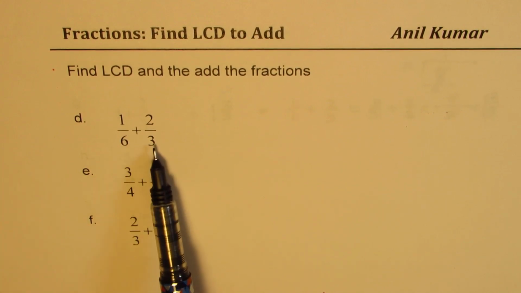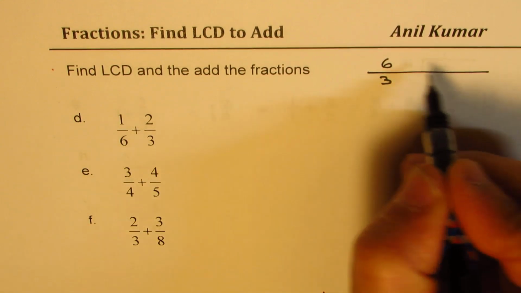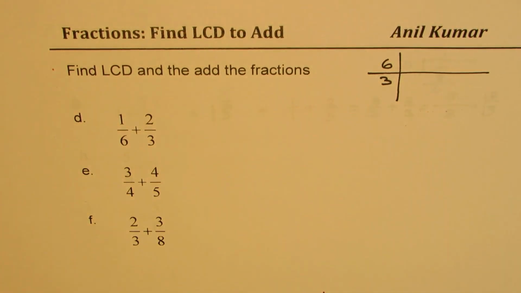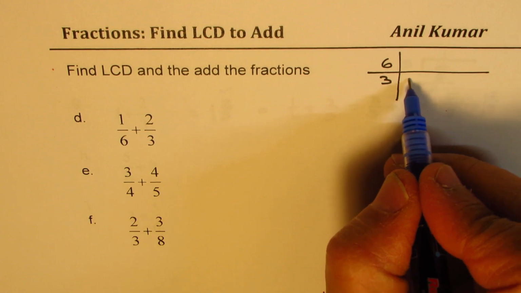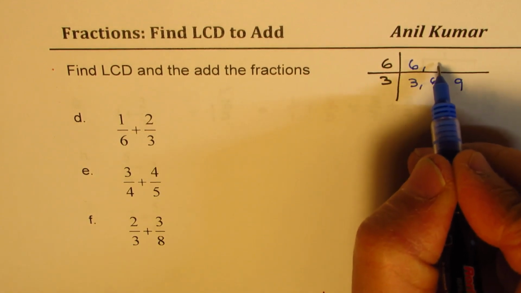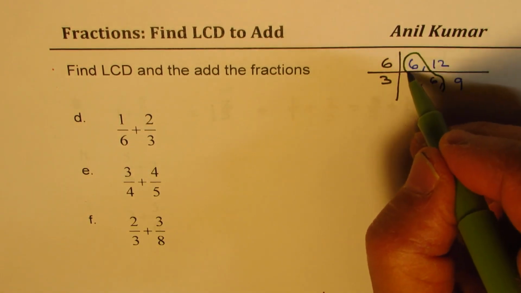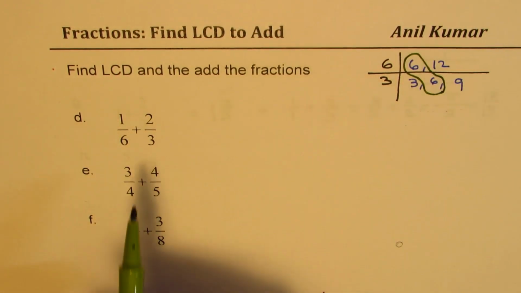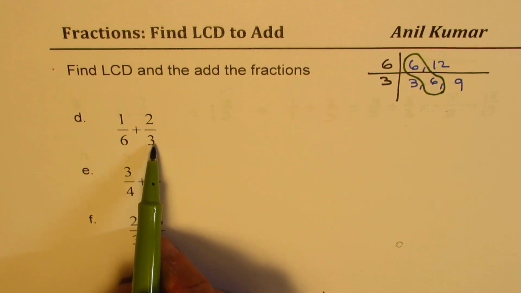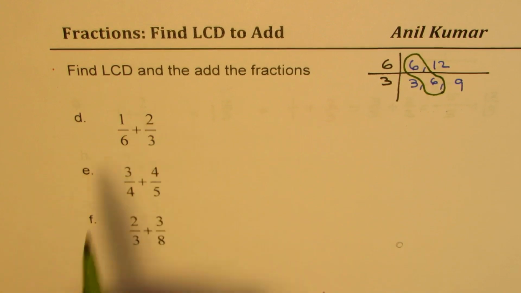Now if 6 and 3 are in the denominator, then what could be the lowest common denominator? Well, the multiples of 3 are 3, 6, 9 and 6, 12. So we have already seen 6 is the lowest common denominator. So to get 6 here, what should I do? I should multiply 2 over 3 by 2, right?